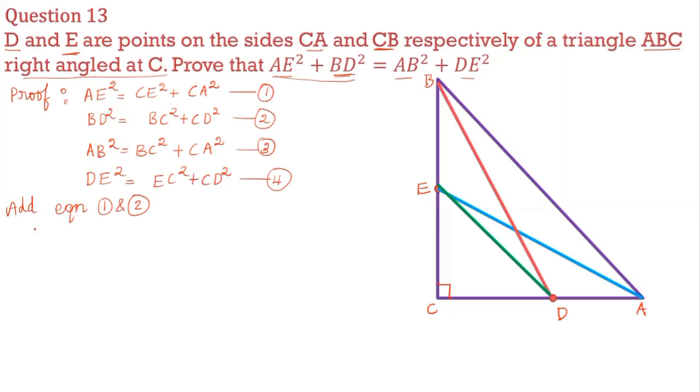On the left hand side we want AE square plus BD square. So add equation 1 and 2. Then we will get AE square plus BD square is equal to CE square plus CA square plus BC square plus CD square. Now we got left hand side of the equation that we have to prove. But on the right hand side we want AB square and DE square.